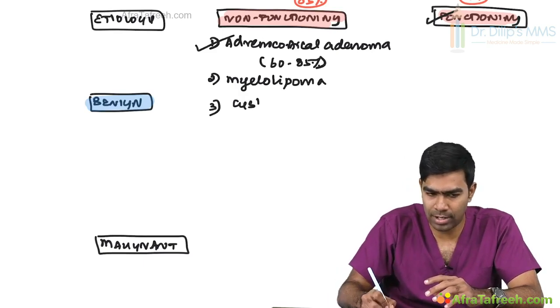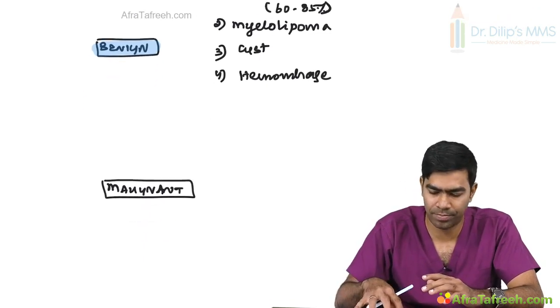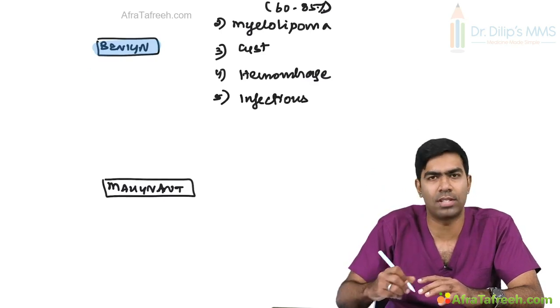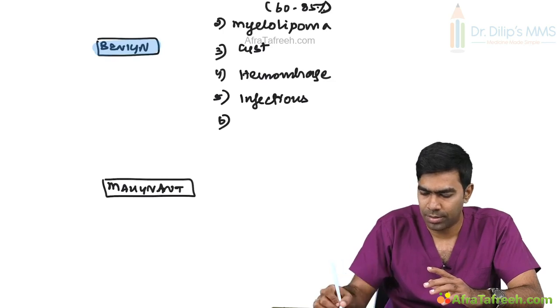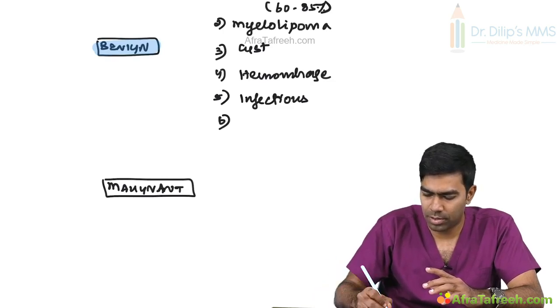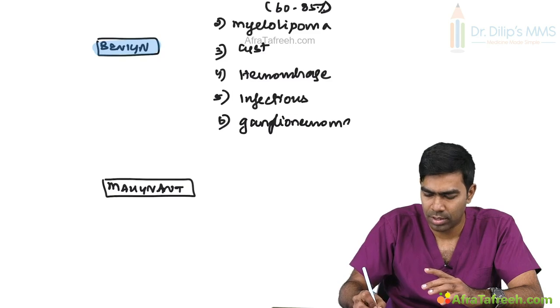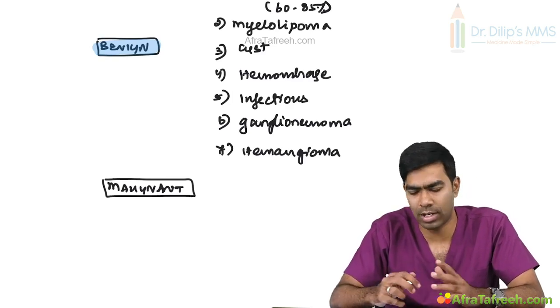Or it could be an adrenal gland cyst, or it could be a hemorrhage in the adrenal gland. The details of adrenal gland hemorrhage and its etiology we have already discussed in the adrenal insufficiency chapter. Similarly, it could be some infectious cause like a granulomatous infection, like tuberculosis, or some fungal infection, or conditions like ganglioneuroma. These are rare tumors but still can happen, or it could be adrenal hemangioma. Not a complete list, but still, these are the usual tumors that we encounter in our practice.